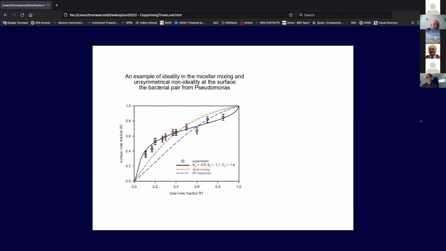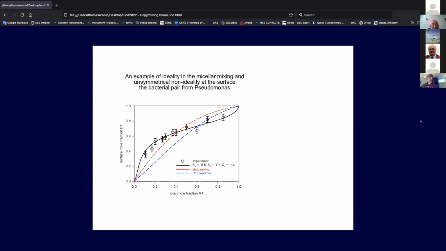If we were to calculate the ideal mixing at the surface for that, we would get the red line. As it is, the experimental line shows that we've got quite a strong and unsymmetrical interaction here, and that's fitted to the experimental points there. The surface values of B and C, when their magnitudes are the same, mean that the minimum is at 1/3 composition, or 2/3, depending on the cell.